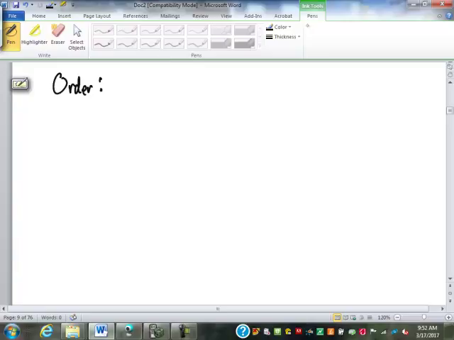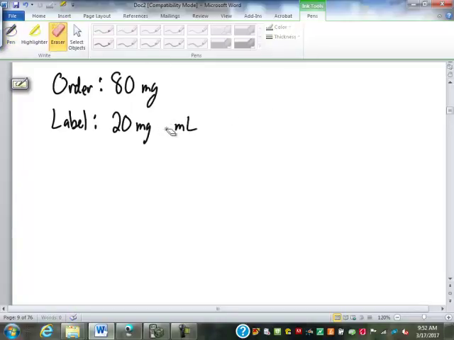Let's say the doctor's order is for 80 milligrams of medication. Our label says 20 milligrams per milliliter. Again, this label of 20 milligrams per milliliter means 20 milligrams is equal to 1 milliliter. It's our equivalency.